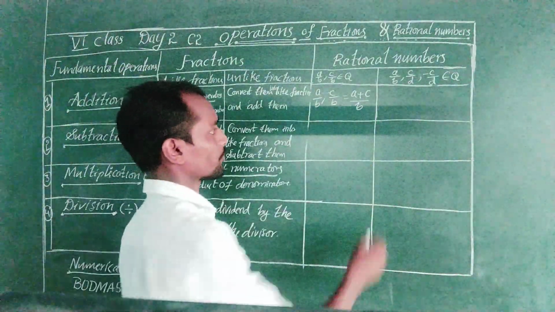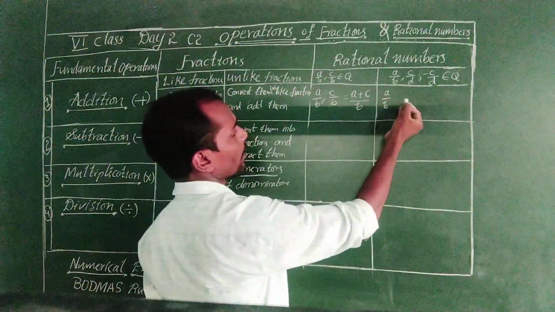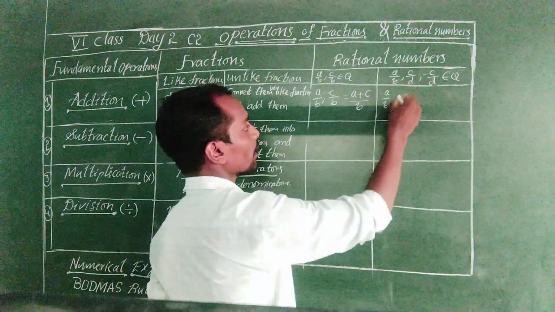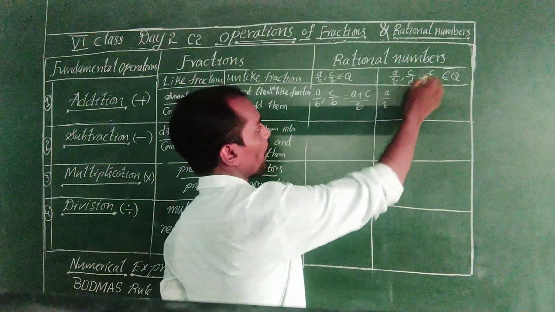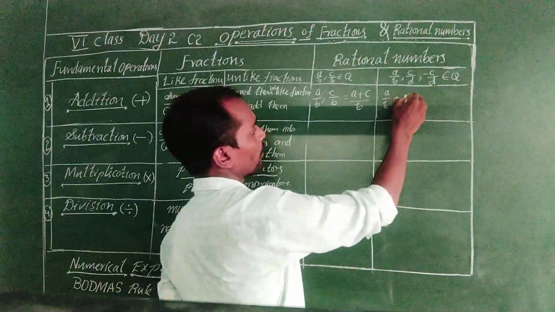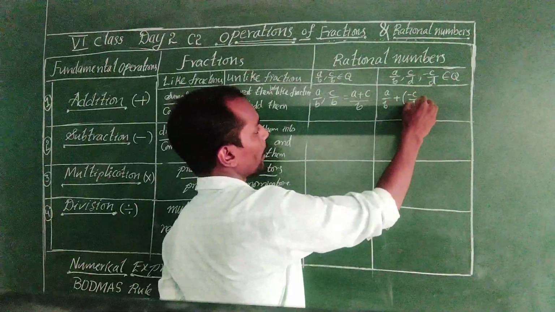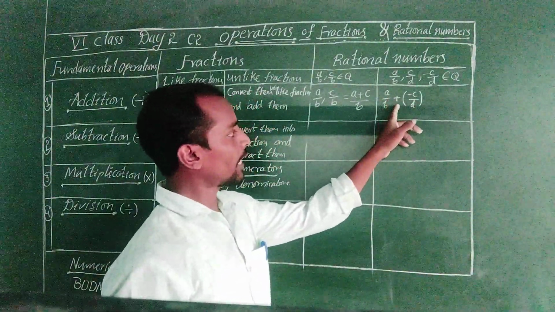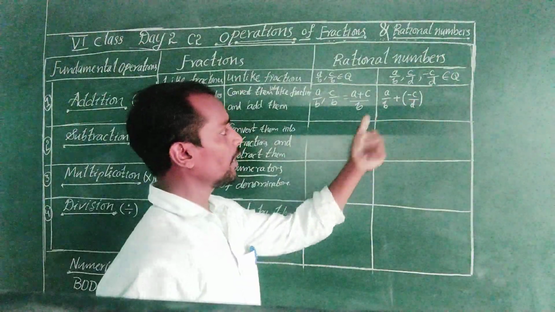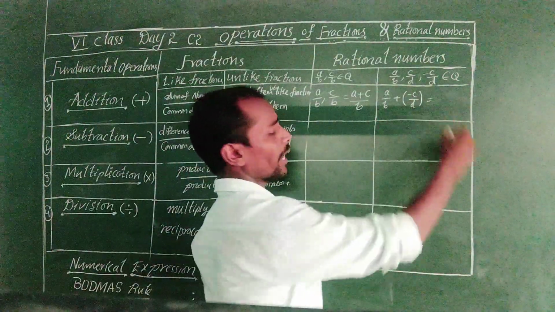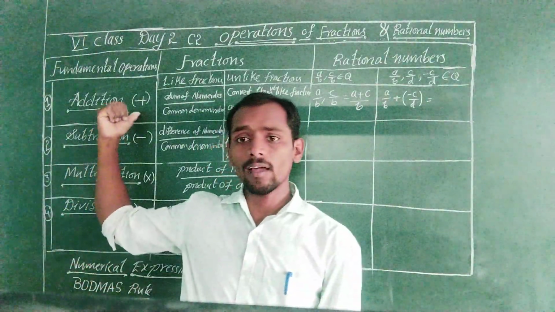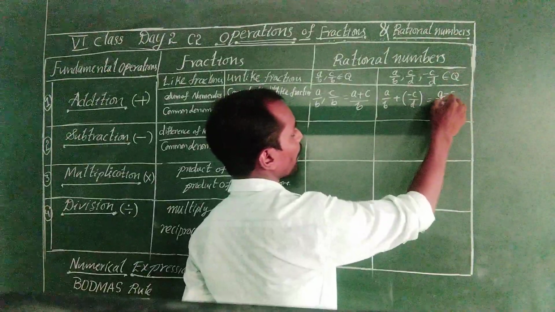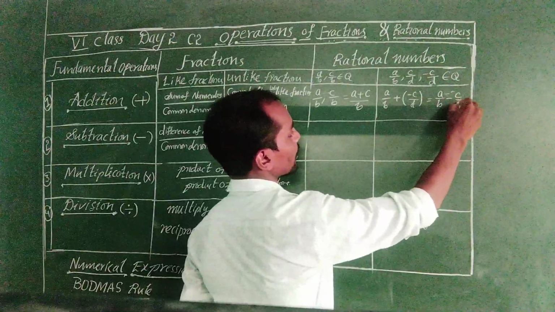So what about if a by b is added to a negative fraction or negative rational number, minus c by d? Now a by b is added to the negative fraction c by d. Now you have to convert them into like fractions and add like that. So here a by b minus c by d.